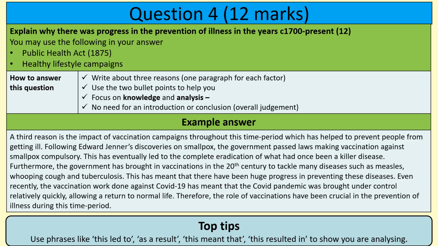This has eventually led to complete eradication of what had once been a killer disease. Furthermore, the government has brought in vaccinations in the 20th century to tackle many diseases such as measles, whooping cough, and tuberculosis. This has meant there have been huge progress in preventing these diseases. Even recently, the vaccination work done against COVID-19 has meant that the COVID pandemic was brought under control relatively quickly, allowing a return to normal life. Therefore, the role of vaccinations have been crucial in the prevention of illness during this time period.